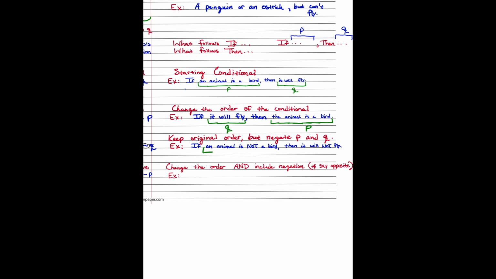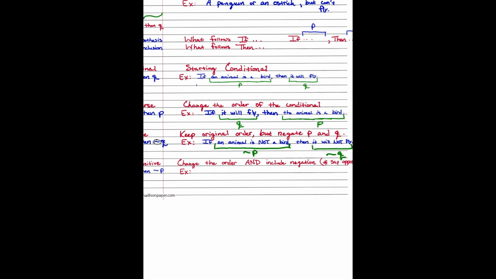So let's go ahead and box this up, and we're going to use this symbol here. We're going to say the opposite of P and then the opposite of Q. Okay, so we're negating these, saying the opposite of these. And now let's take a look at this last one.